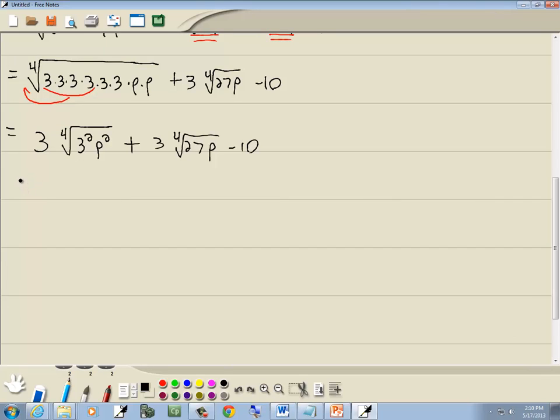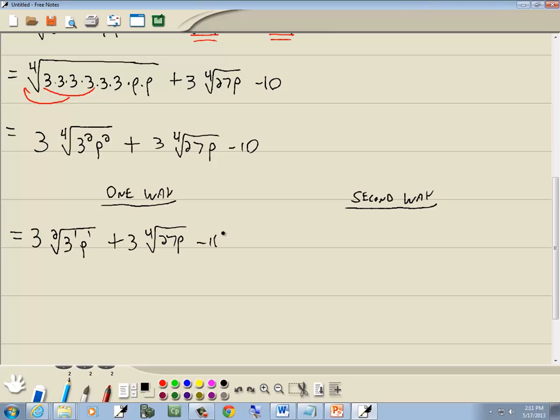Now, there's different ways you can approach this. One way, and our second way. First off, notice how this is an index of 4, and this is second power, and this is second power. If you can divide your index and all of your powers by the same number, do so. Well, 4, 2, and 2 are all divisible by 2. So 4 divided by 2 is 2. This 2 divided by 2 is 1. And this 2 divided by 2 is 1. Plus 3, and then the fourth root of 27p minus 10. Which we don't ever actually write 2 there. I just put it there to emphasize what we did. 2 as your index means square root, so this is the square root of 3p plus 3 fourth root of 27p minus 10. That's one possible answer in books.